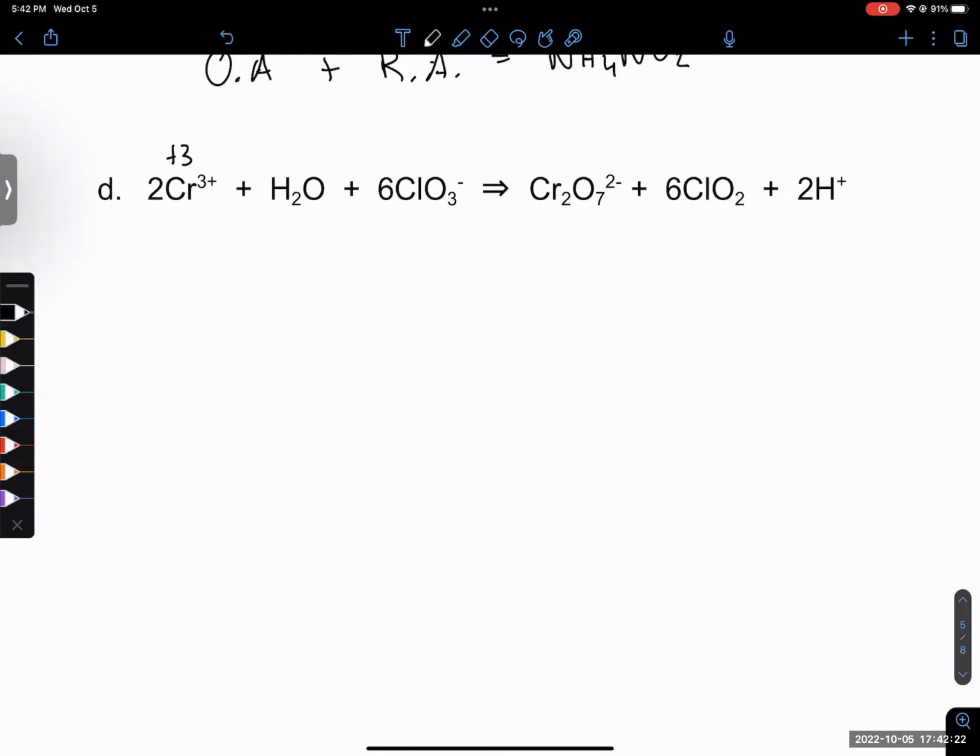Chromium just by itself, it's a solid, right? They can also help you out by putting solid, because chromium is a metal, right? So therefore, this would have an oxidation number of 0. But it's not chromium by itself. It has a charge, right? And that charge tells us automatically the oxidation number. +3.